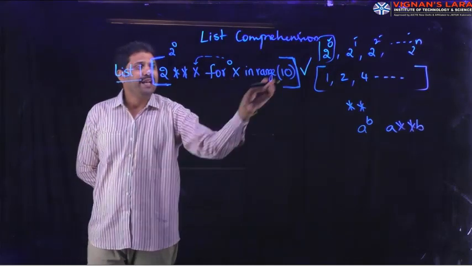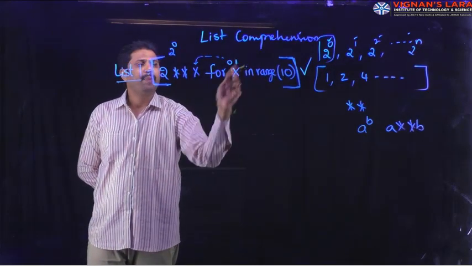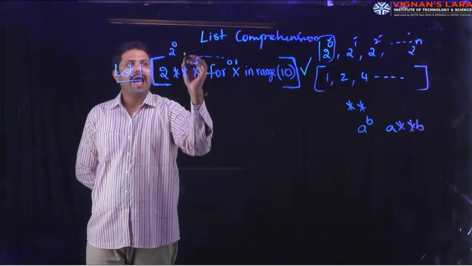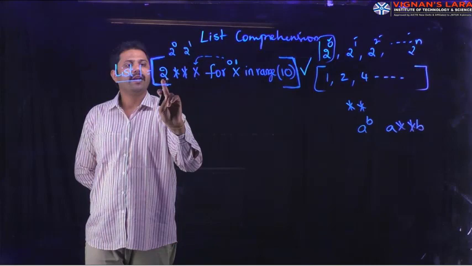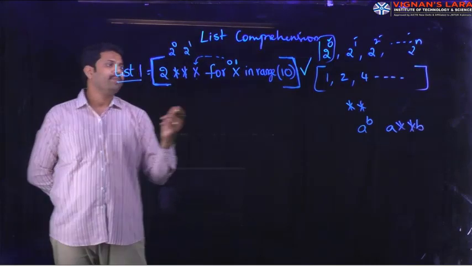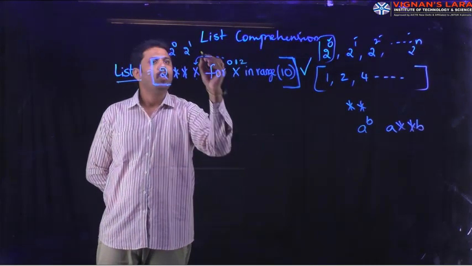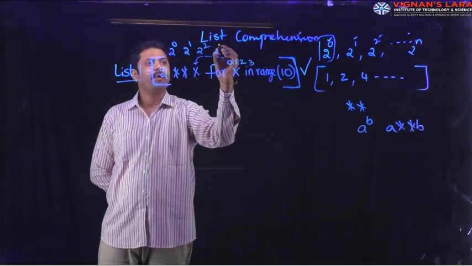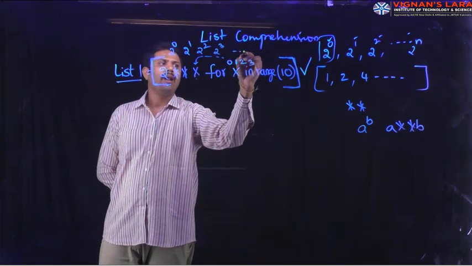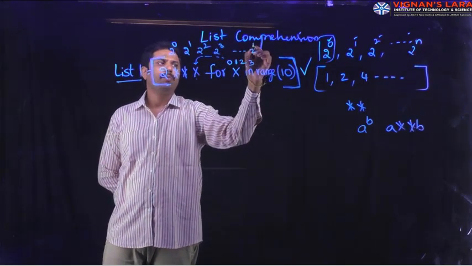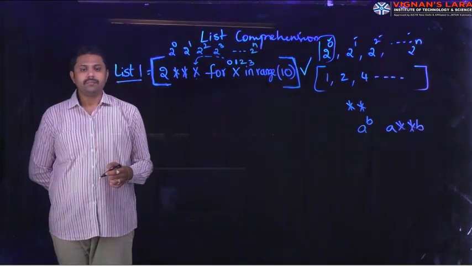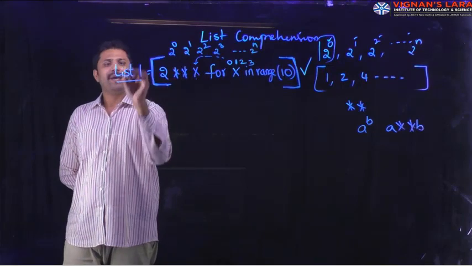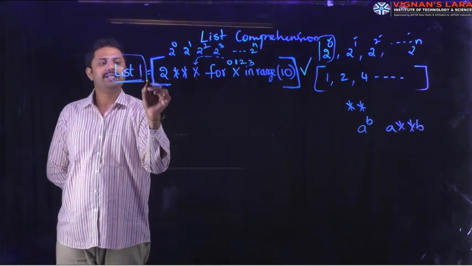Next, for the second iteration, 1 is placed in x, and 2 to the power of 1 is created. For the third iteration, 2 to the power of 2. Fourth iteration, 3, 2 to the power of 3. Like this, so on, up to 2 to the power of n. The values are stored in a list. The list name here is list 1.